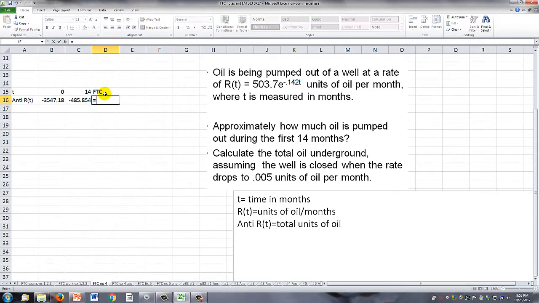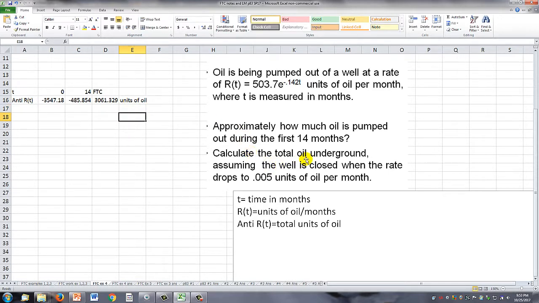FTC is my Q that I want to, remember this is area under the curve, so we're finding the area under the curve for our 14 months minus the area under the curve for 0 months, and don't let these negatives bother you at all. When you subtract it out, your answer is going to come out to be something reasonable. So we know that 3,061.33 units of oil have been pumped out.